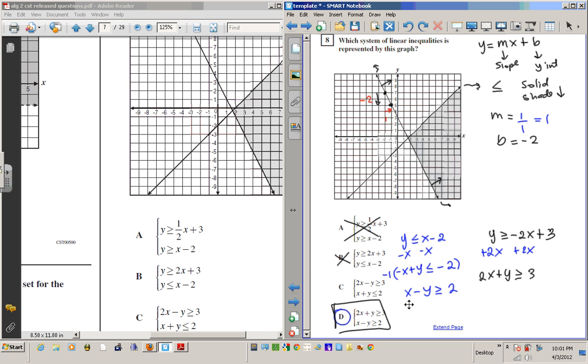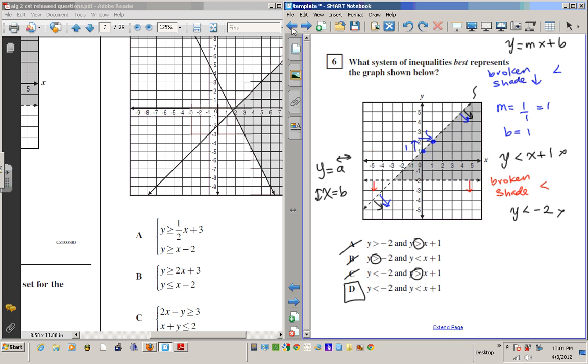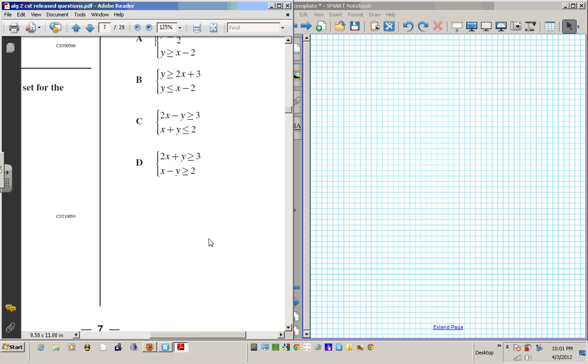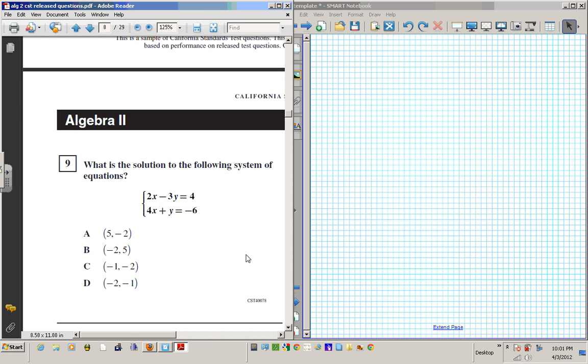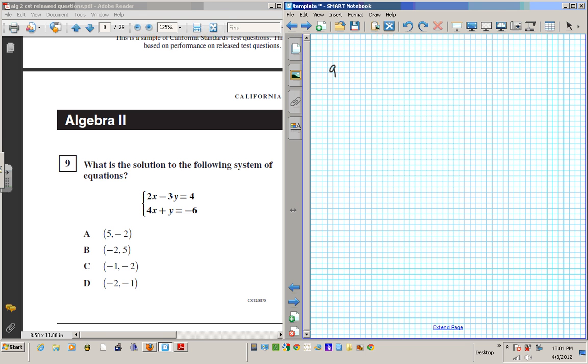Let's go ahead and move on to question number 9. It says, what is the solution to the following system of equations? We can plug and chug or just solve this one. This one looks easy to solve because I can generate opposites without too much work. 4x plus y equals -6. You have to be careful with the signs here.